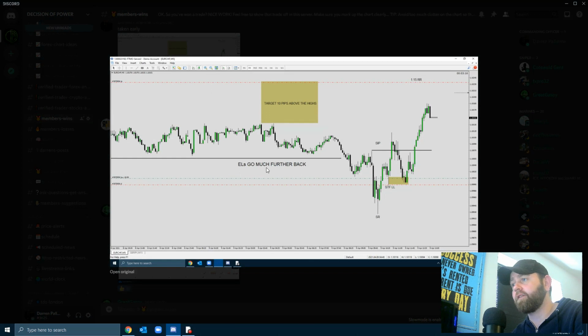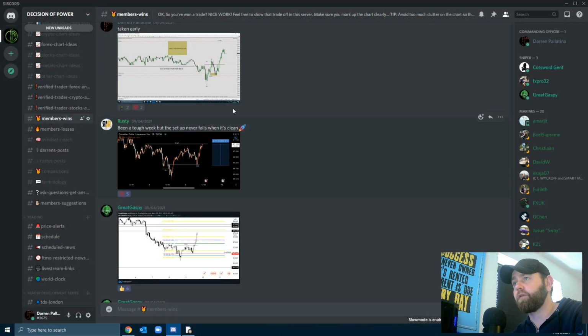So here it is. Equal lows go much further back, so a large level of consolidation. Run through, break of structure, retest of structure, go long. And that was one of the trades there.